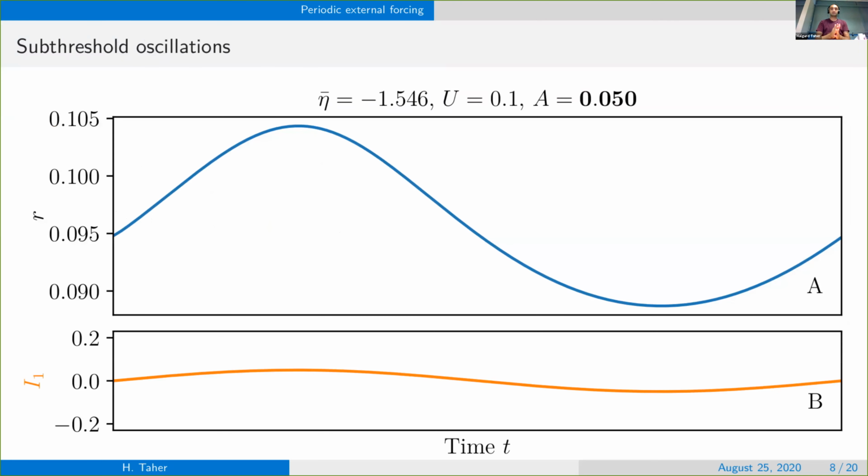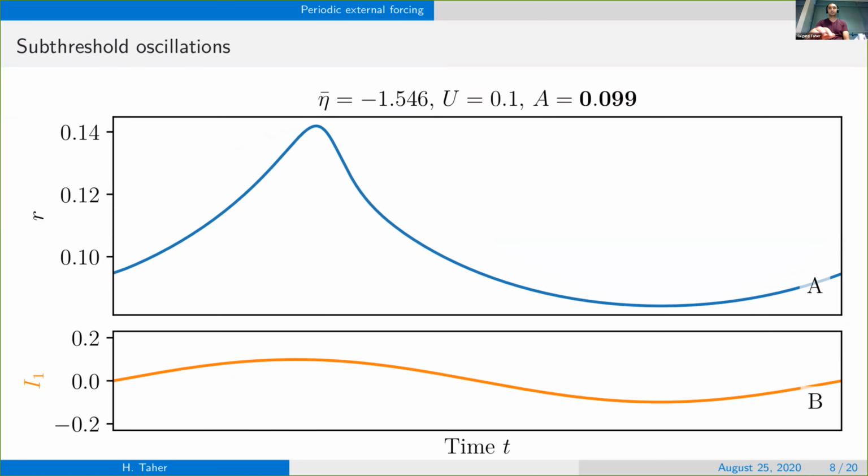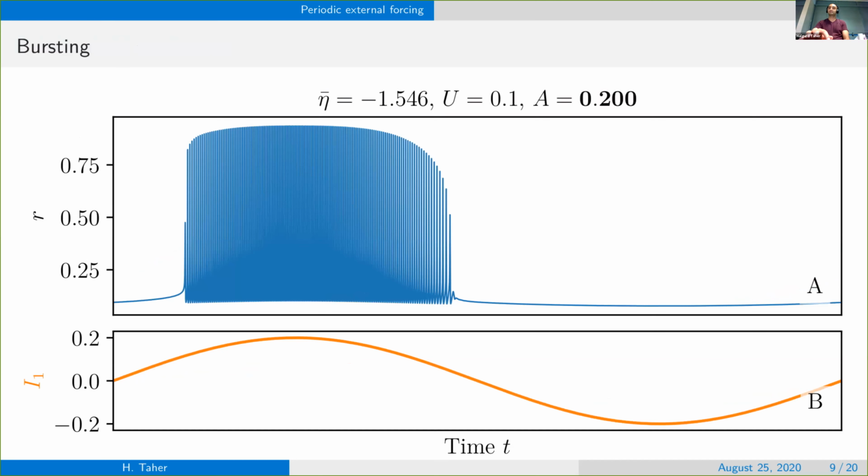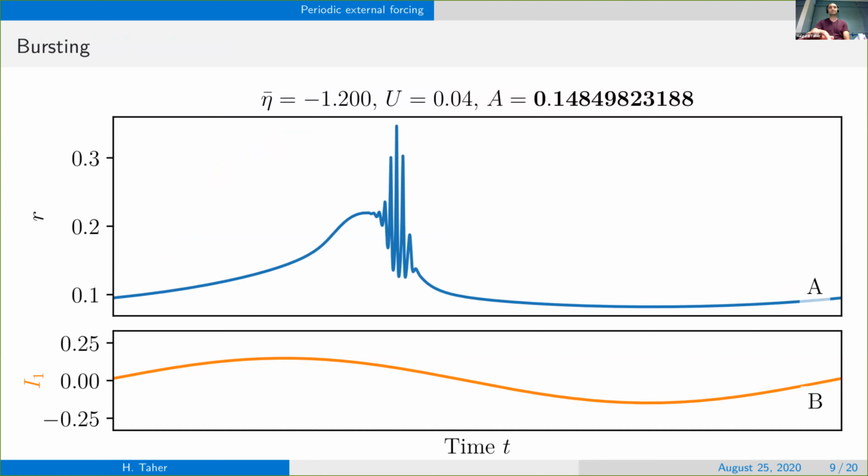I will show you a little preview of what dynamical behaviors we can get in such an externally forced system. So these are, for example, subthreshold oscillations. These are also subthreshold oscillations. And if we increase the amplitude, we can get bursting. We can get more bursting. We can also get something which looks like bursting, but which is not a complete bursting cycle.